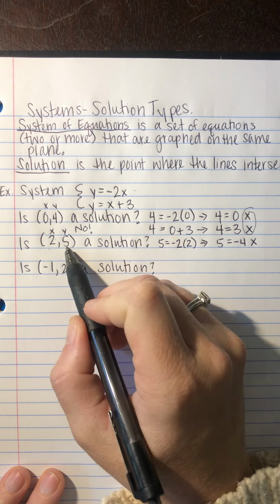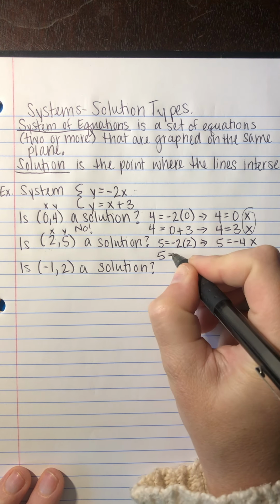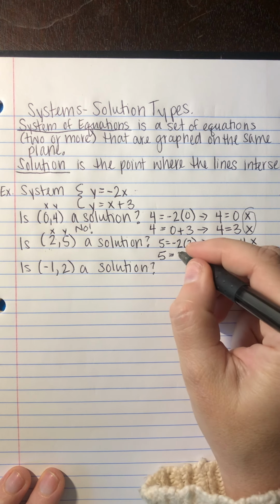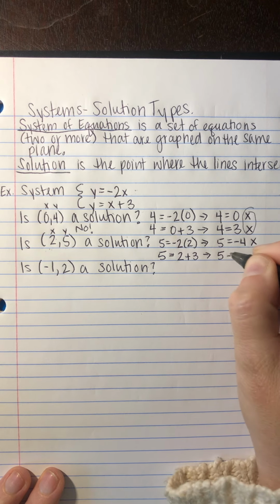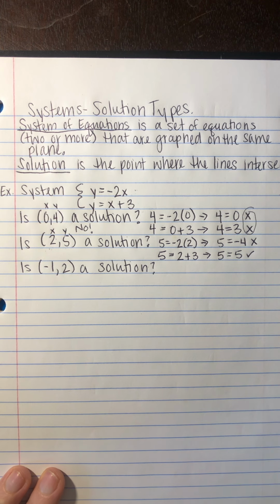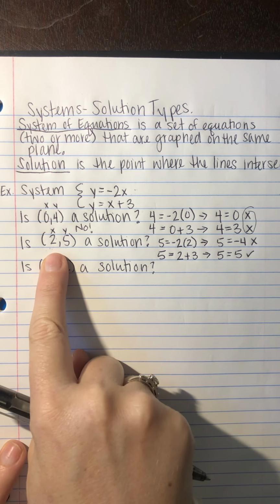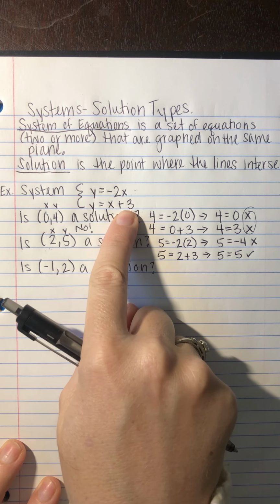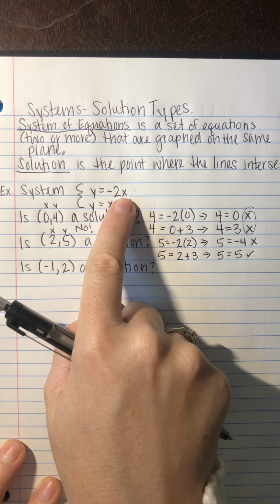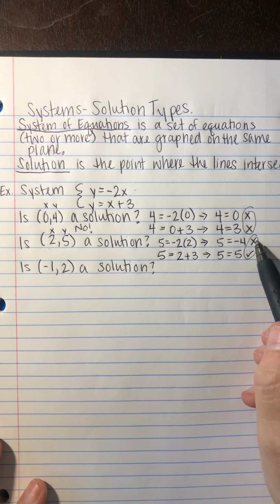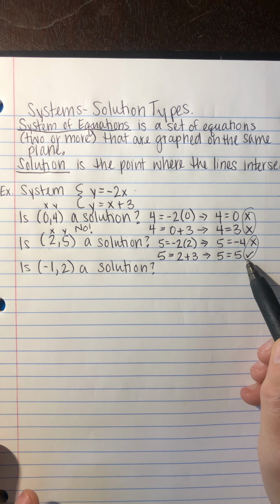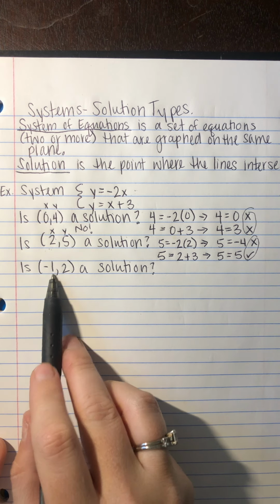So we have y, which is our 5. 5 equals x is 2 plus 3. Now in this case, we end up with 5 equals 5, which does work. But again, that just tells us that this point is on this line, but it's not on this line. So it can't be the point of intersection. So we have to have both of these work out in order to say that it is a solution to our system.